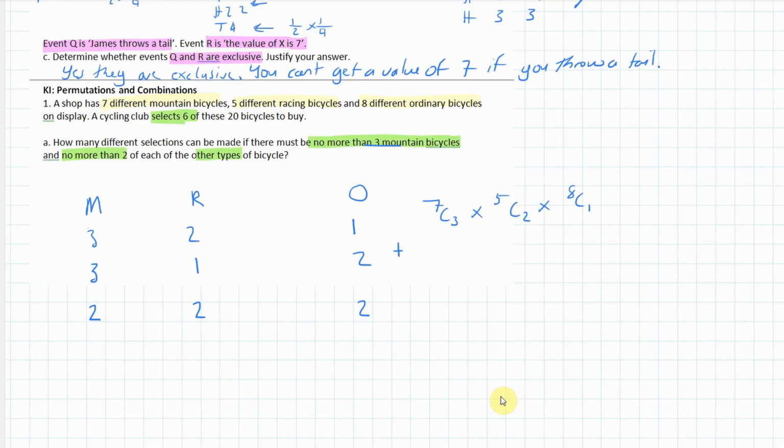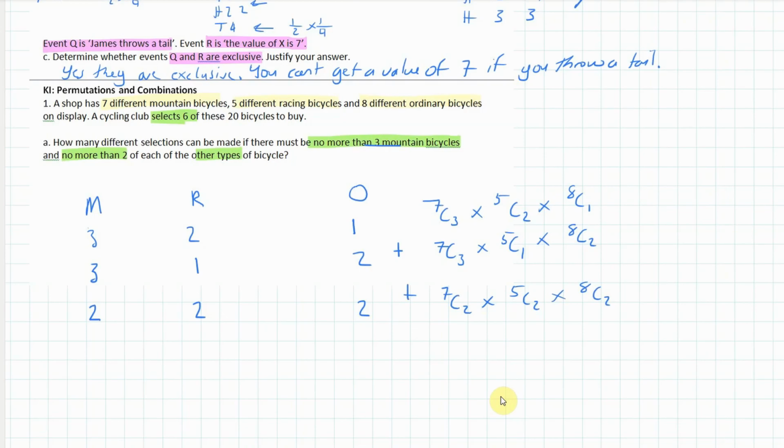Then we're going to add to it this next option, which is 7, choose 3. So we want 3 of the mountain bikes times 5, choose 1, because we only want one of the racing bikes this time. And then times 8, choose 2, because we want 2 out of the possible 8 ordinary bikes. And then finally, the last one is we're choosing 2 from each type. So 7, choose 2, times 5, choose 2, times 8, choose 2.